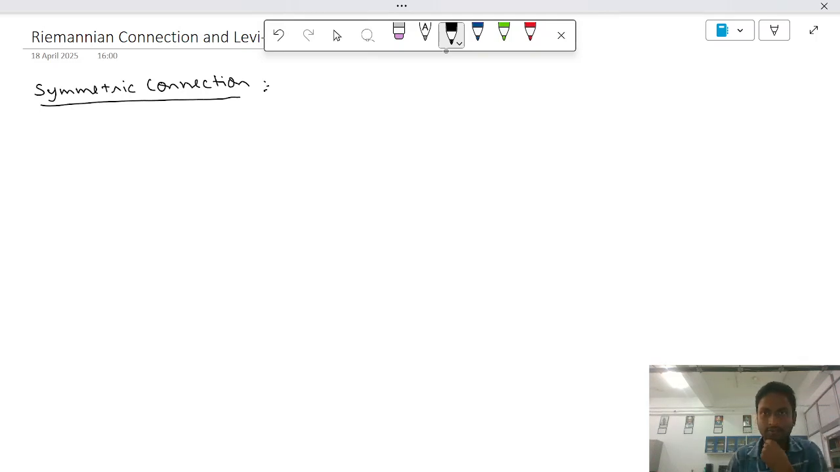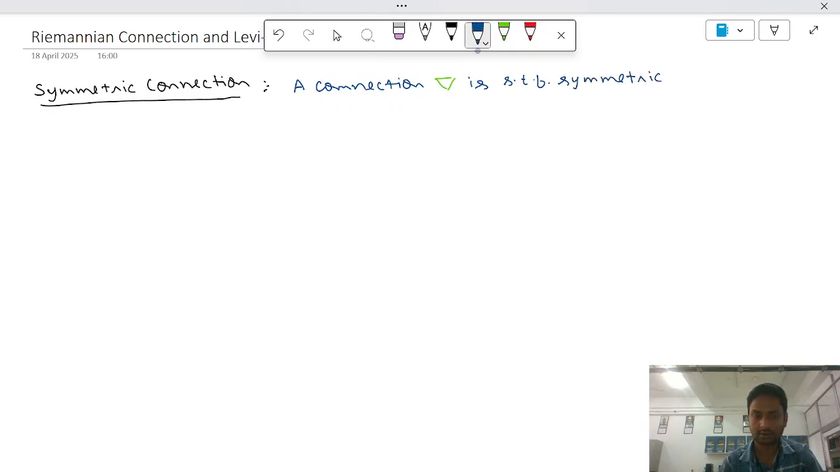So what's a symmetric connection? A connection, let's say nabla, is said to be symmetric if nabla_X Y minus nabla_Y X is equal to the Lie bracket of X comma Y. And this holds for all the vector fields defined over your manifold M.